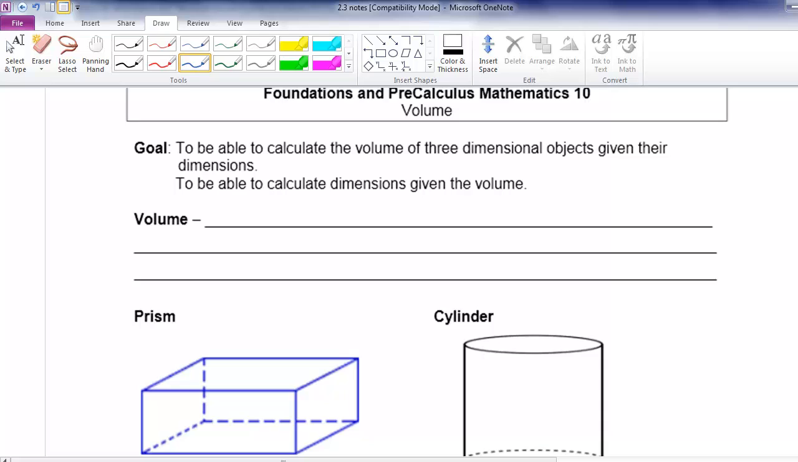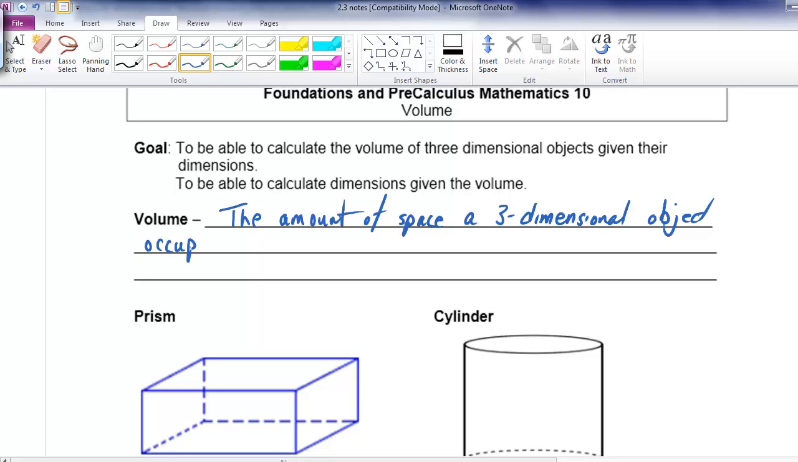So volume is the amount of space a three-dimensional object occupies. And as it's three-dimensional, it is a measure of cubic units. Cubic meters, cubic centimeters, cubic inches, whatever.